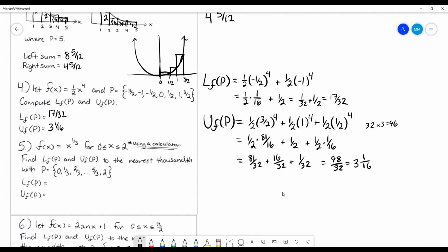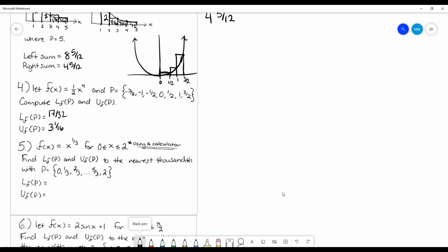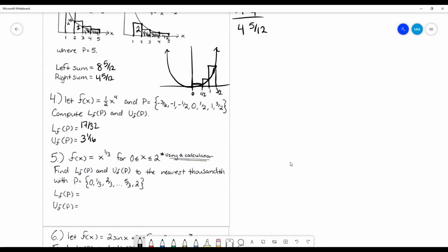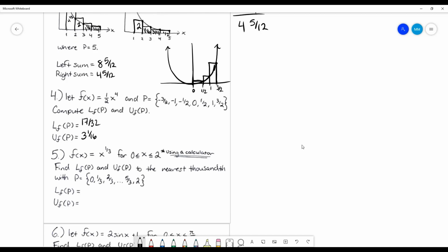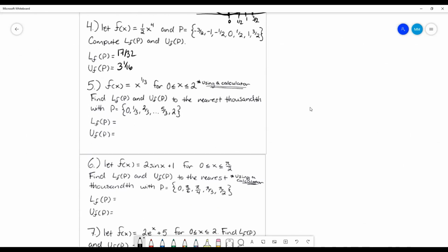That's a big difference. And sometimes they are, but it just makes me wonder if I messed up somewhere. But that's the general idea, right? Let's try number 5 now.